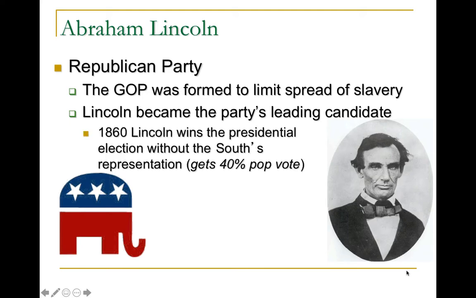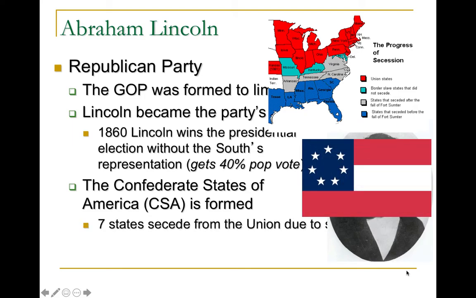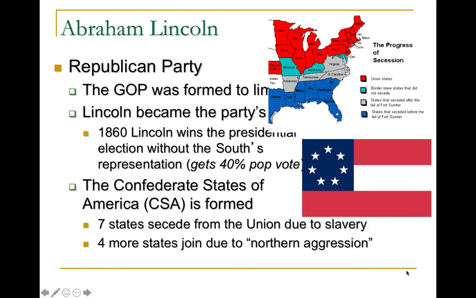And so Lincoln becomes the party's main candidate. By 1860, he wins the president's election without the South's representation. He only gets 40% of the popular vote, but he's able to win the specific states' electoral votes. The Confederate States of America then is formed, known as the CSA. 7 states would be formed due to slavery. So the first 7 states, South Carolina, Georgia, Florida, Alabama, Mississippi, Louisiana, and Texas, secede because of Lincoln's election, because they feel like he is going to threaten the institution of slavery, which is not what he had promised to do. The Republican Party had not promised to get rid of slavery.